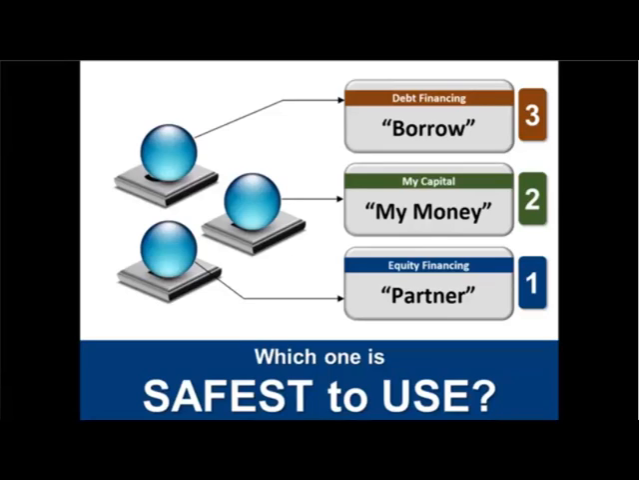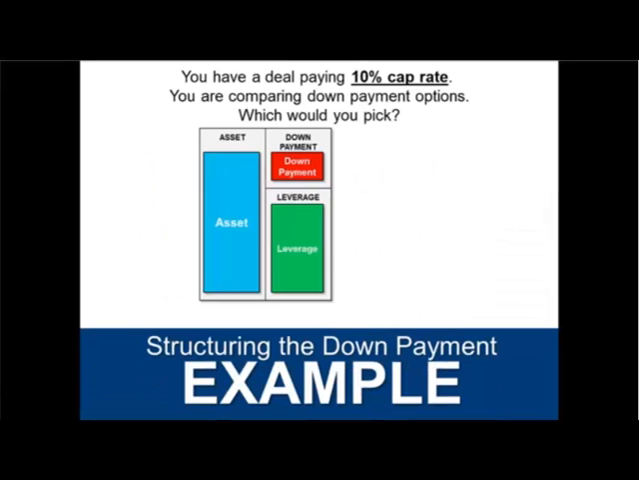And the other part is your capital, followed by a third one, which is the highest risk, debt financing. I would avoid debt financing for the down payment, because that puts you at a lot of risk. So let's look at this example here.